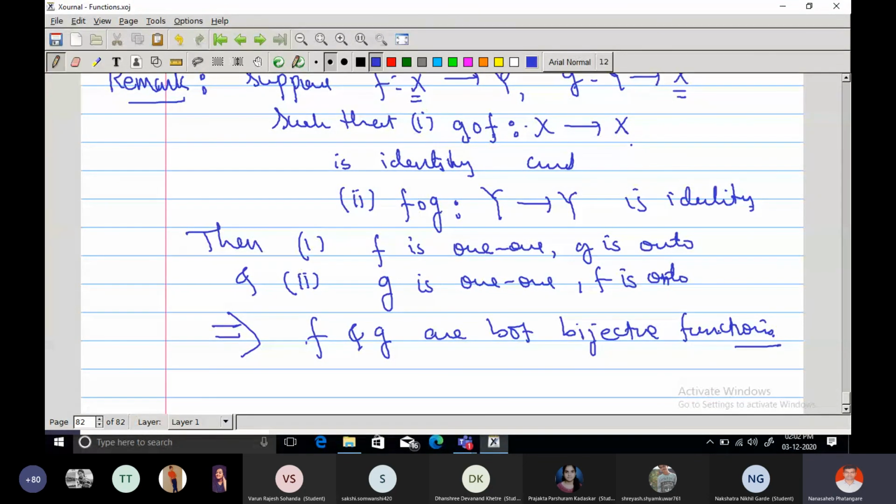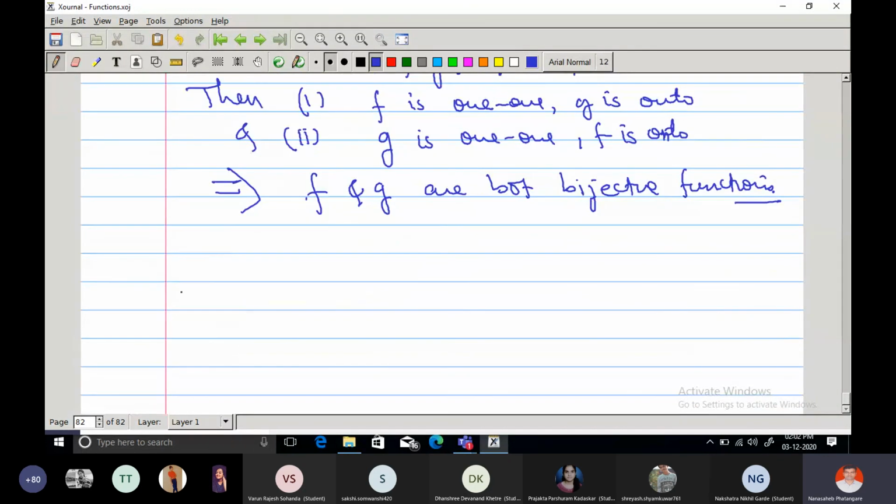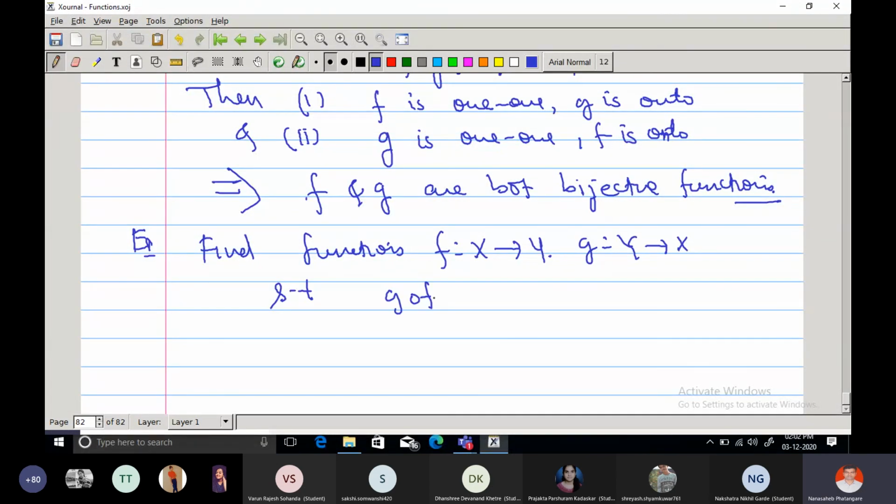Now, exercise. Find functions f from X to Y and g from Y to X, so that g composite f is identity, but f is not onto and g is not one-one.